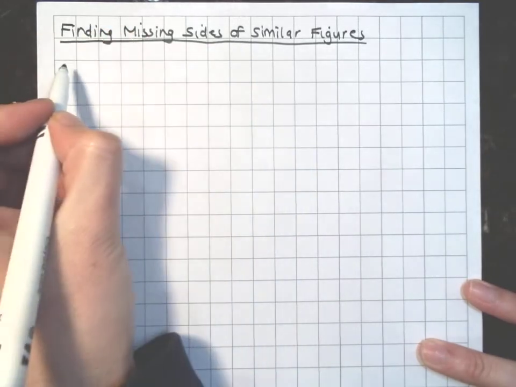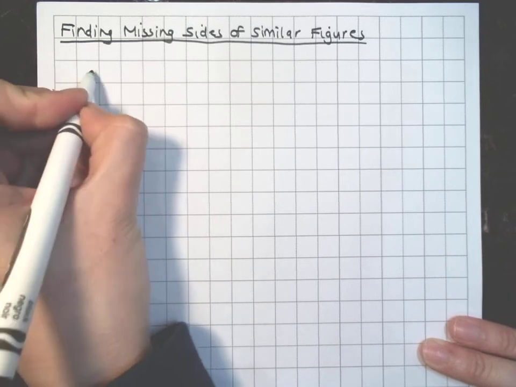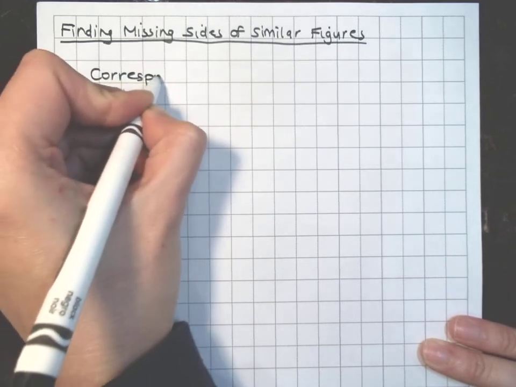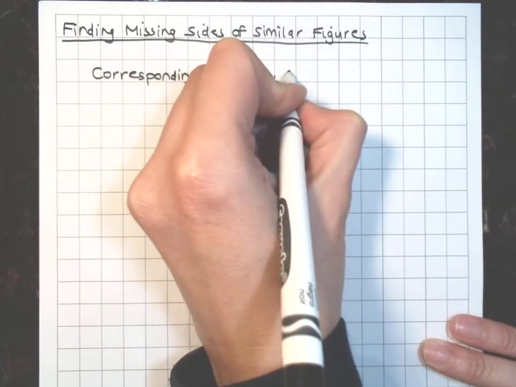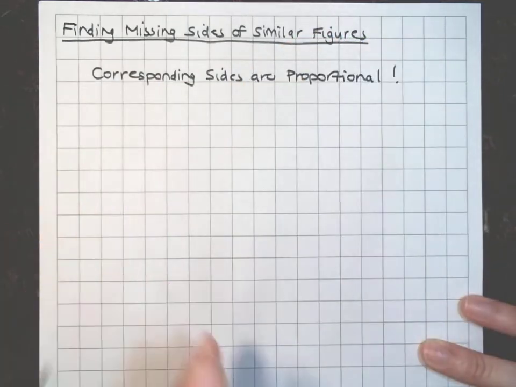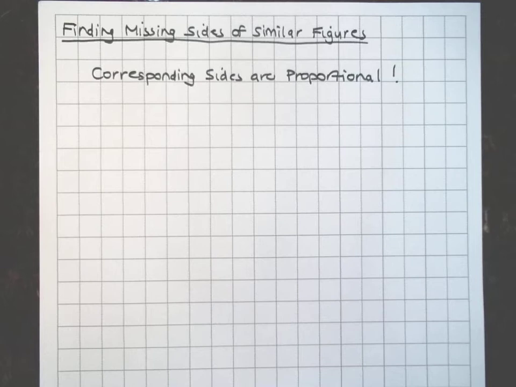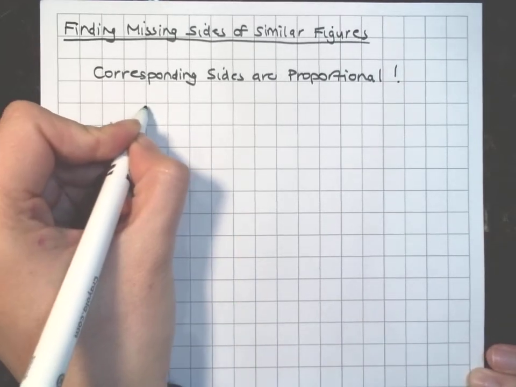Okay, so what we need to know for this, and what we talked about last time, is that corresponding sides are proportional, which means we are just going to set up proportions and find the missing values. So let's just do a little sketch up here.